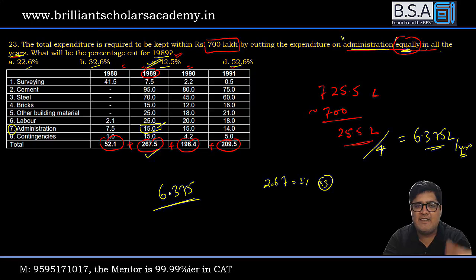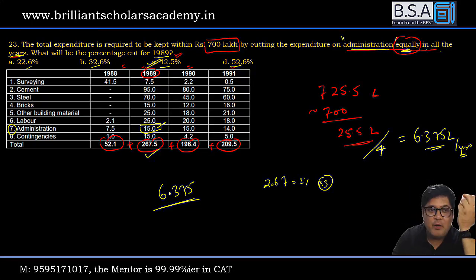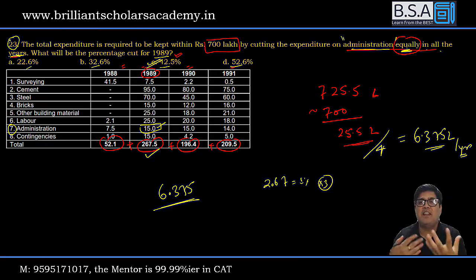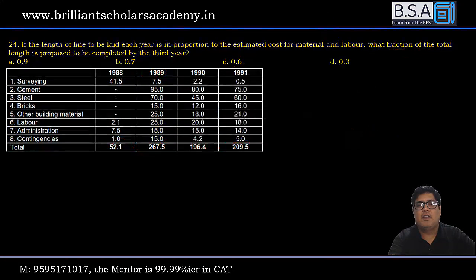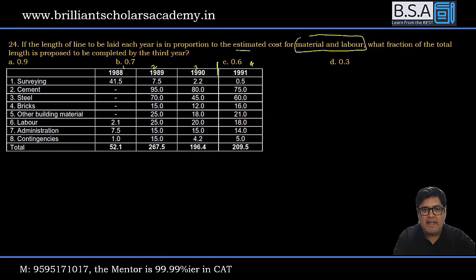So again, you might say, sir, it's a very easy set, this doesn't come in the exam. But are you able to comprehend the question? Are you able to comprehend the language of the problem? What is being said? What is being asked? This one. What does it say? If the length of line to be laid each year is proportional to the estimated cost of material and labor, what fraction of total length is proposed to be completed by the third year? This is first year, second year, third year, and fourth year. You are saying by the end of third year, how much length has been laid. So if you want 1 to 2 minutes, go on, give it a try, think logically, and you will have your answer in 3 to 4 steps.